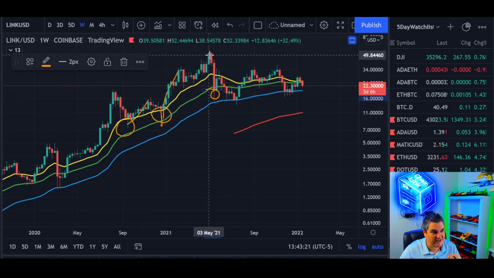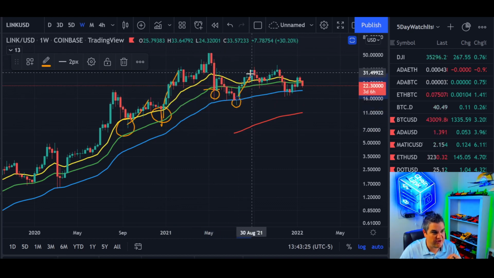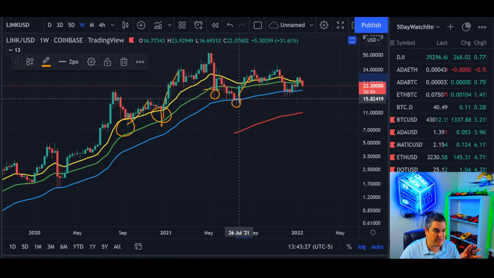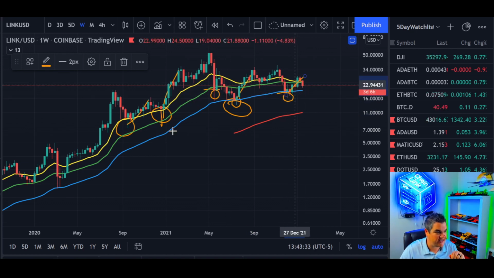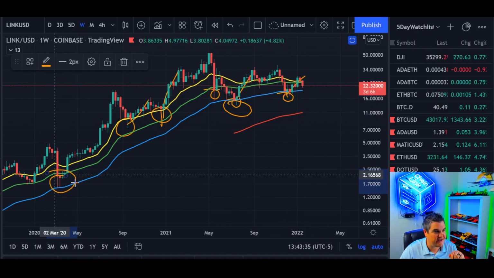There's a wick, but that's the initial fall. But any time before you have a bigger move, not just Link, Bitcoin does this too. You have these final capitulation wicks. So look at this wick right here. You're catching the drift. I mean, look at the pandemic area.